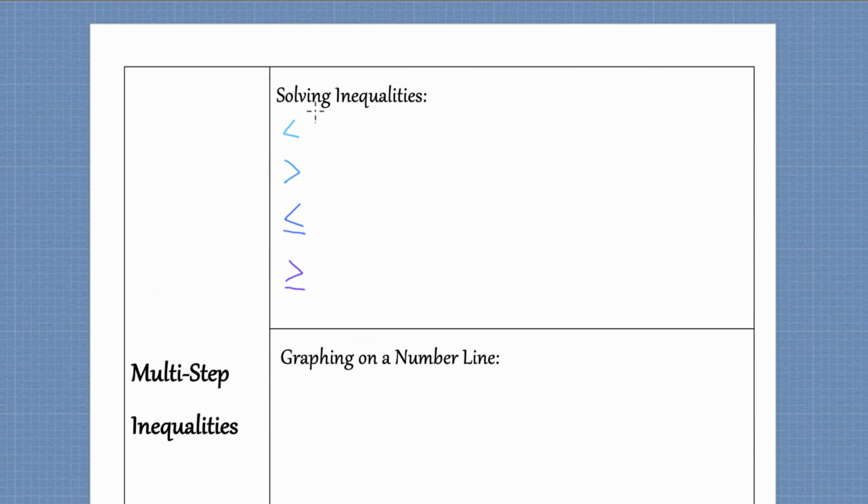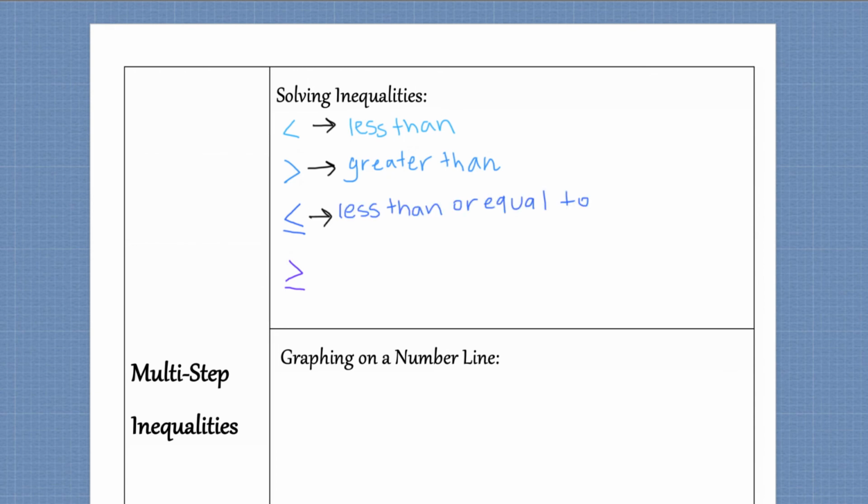So the first one up here means less than. The second one over here means greater than. The third one over here means less than or equal to. And the fourth one over here means greater than or equal to. So these are the four signs that we are going to be using throughout algebra.